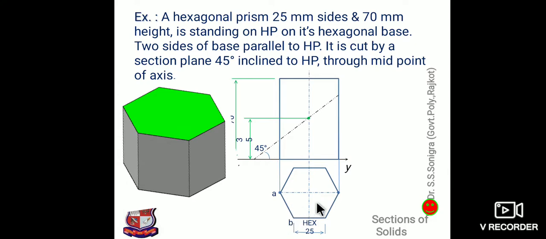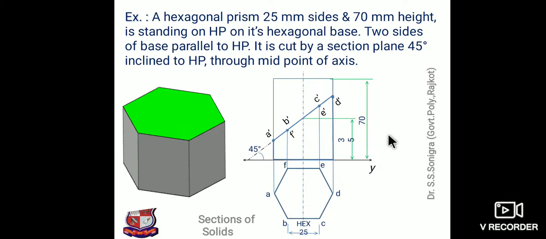Name these endpoints A, B, C, D, E and F, and project these points A, B, C, D, E, F onto this cutting plane line like this. So here is A dash, the line from point B gives B dash, then C dash, D dash, E dash and F dash. So locate all these six points on this cutting plane line.